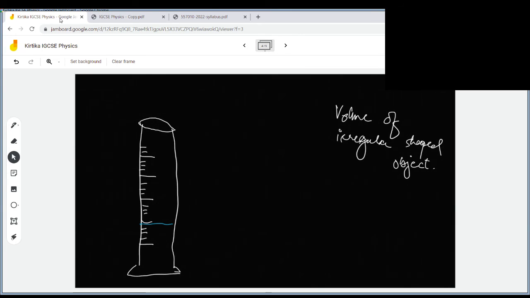Then I will place my solid within this tube. When I place the solid, the level of water will rise. So it gives me a new volume. The difference in these two volume levels is the volume of the solid. So, you just have to subtract.